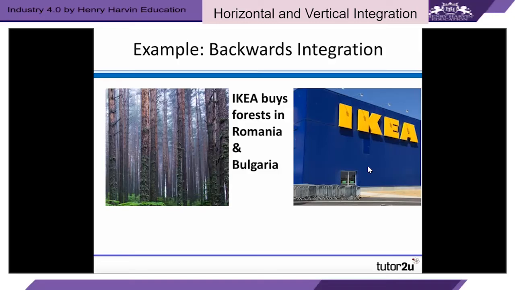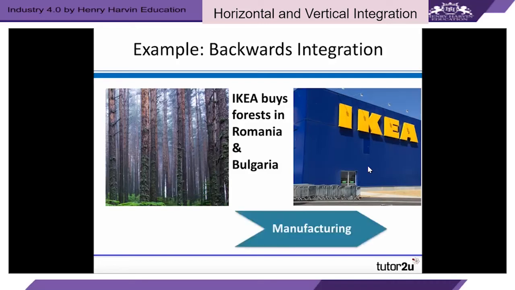And what IKEA did in 2016 was to make a significant purchase of forests and their associated equipment, the wood cutters and collectors in Romania and Bulgaria. And what it was doing, it's wanting to ensure that its manufacturing business had access to raw materials, so it was moving back into the supply chain. An example of backwards integration.